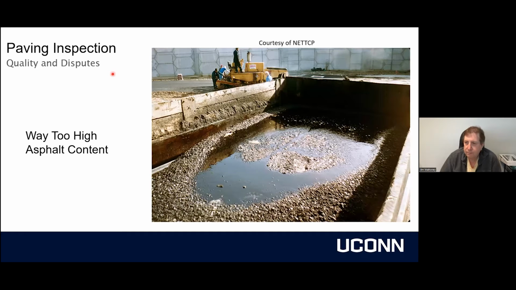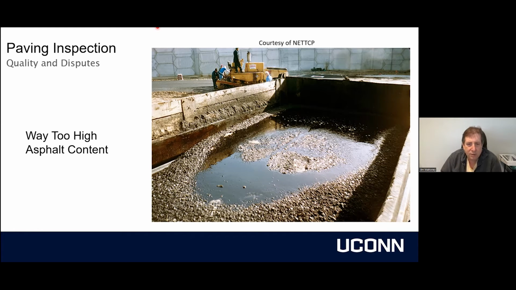Okay. Some things that we have to look out for in terms of our quality. This may look like a really strange picture. This is a truckload of hot mix asphalt, but the plant malfunctioned and it loaded a boatload more asphalt binder in there than what it needed.